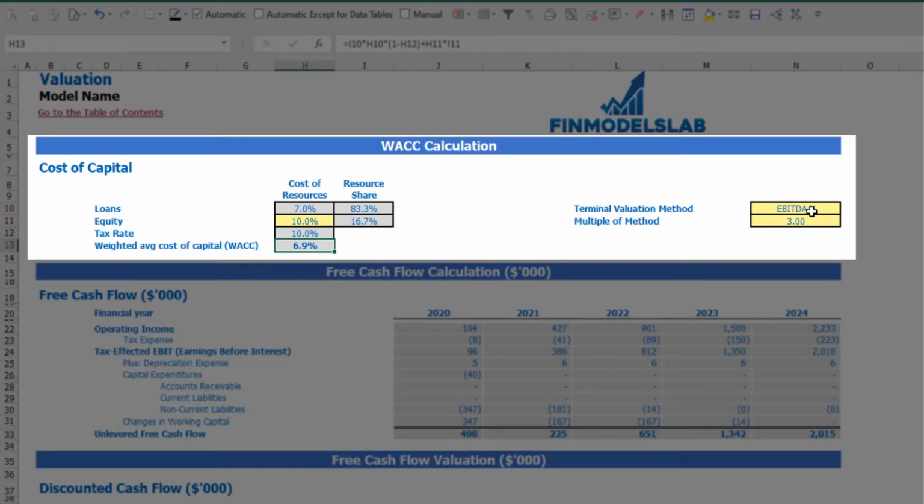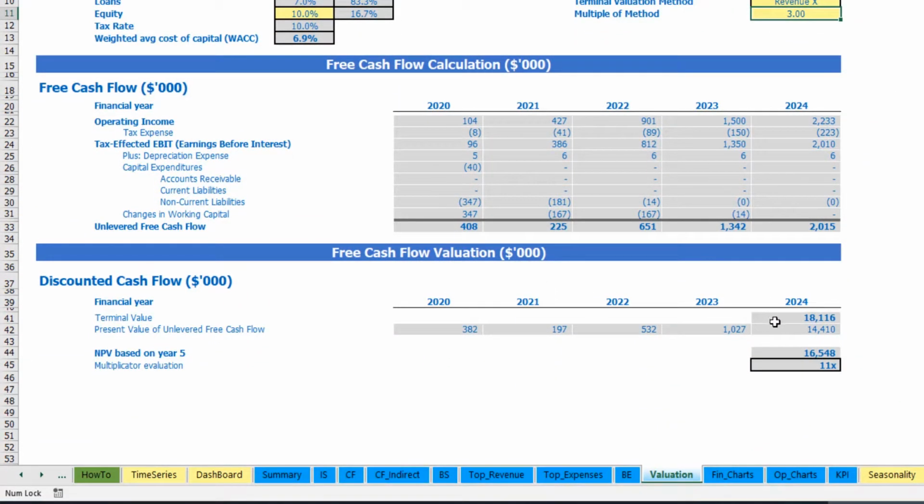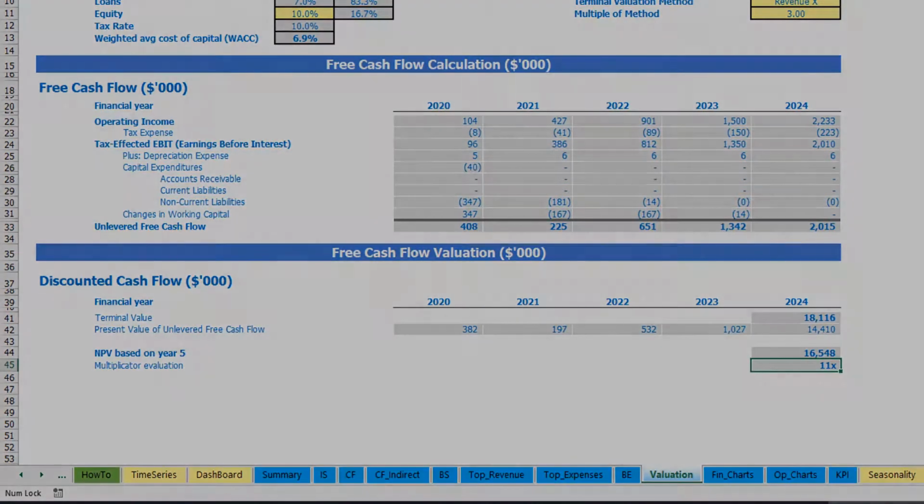In the valuation model there is two valuation methods, which is EBITDA multiple and revenue multiple. You may select one of them, and below you may input multiple of methods. Based on this information we can see terminal value, which is calculated on unlevered free cash flow. You may see the present value of unlevered free cash flow, NPV, and multiplicator valuation for this particular company.